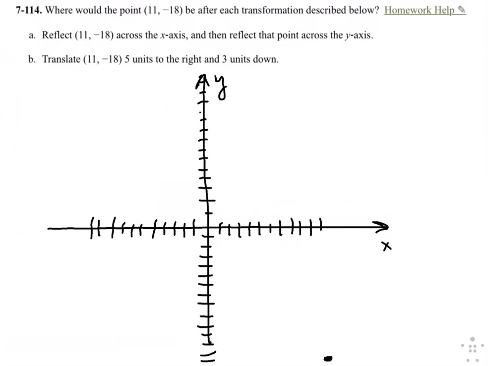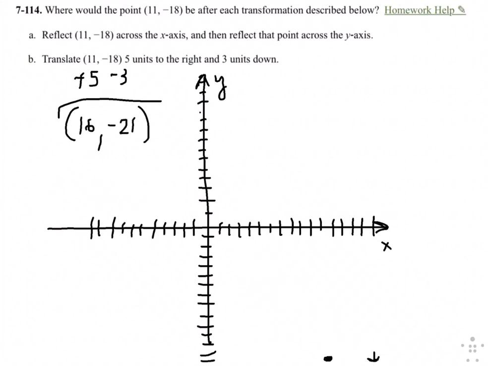So they're increasing x by 5, right? So 1, 2, 3, 4, 5, right? So here. And 3 units down, which, whoa, it's far down there. So anyway, they're increasing the x by 5, right? And they're going 3 units down, which is they're subtracting 3 from the y. So this would come out to be 16, negative 21 for the final point for B. And again, it just doesn't fit on my graph.